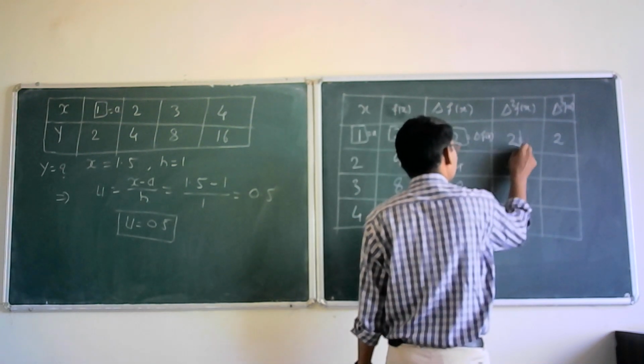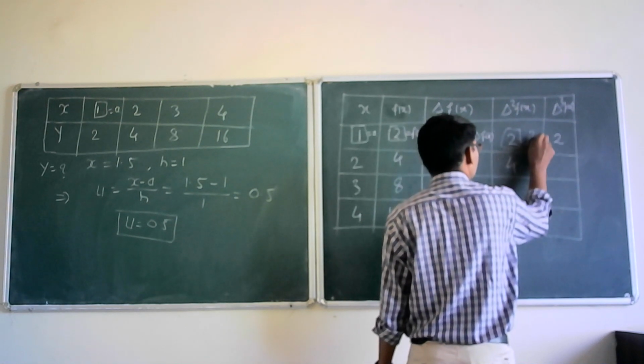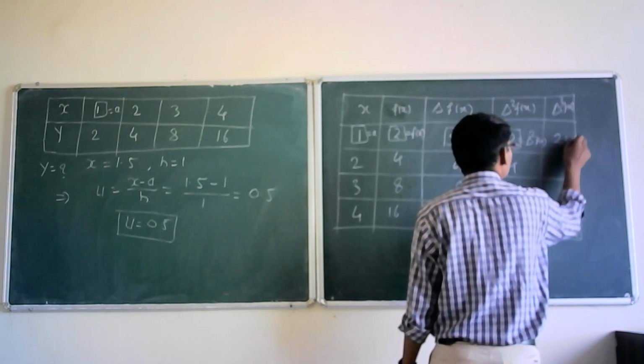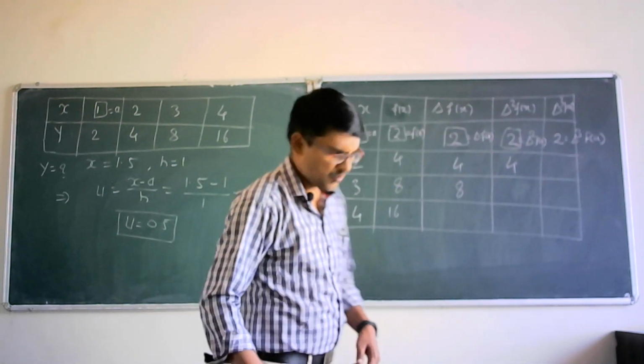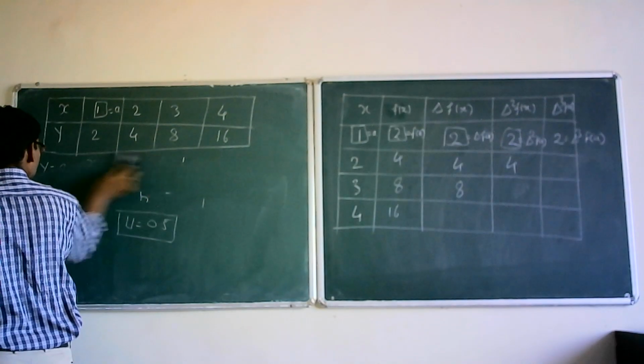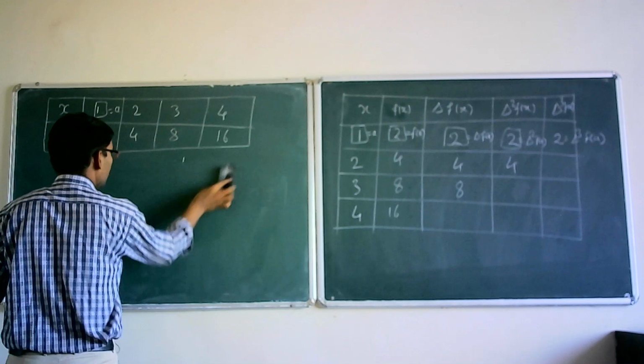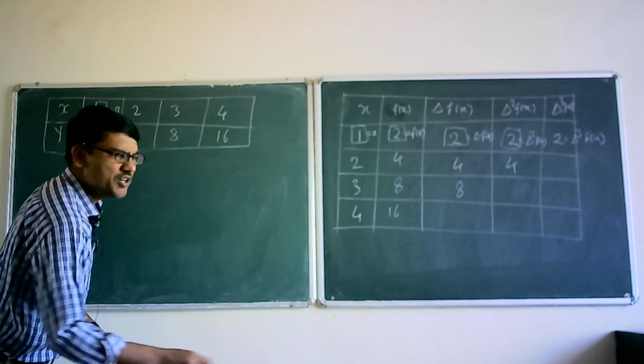This is delta square f of a, and this is equal to delta cube f of a. We have to use all these values in the Newton forward interpolation formula. Okay, so what is the Newton forward interpolation formula?